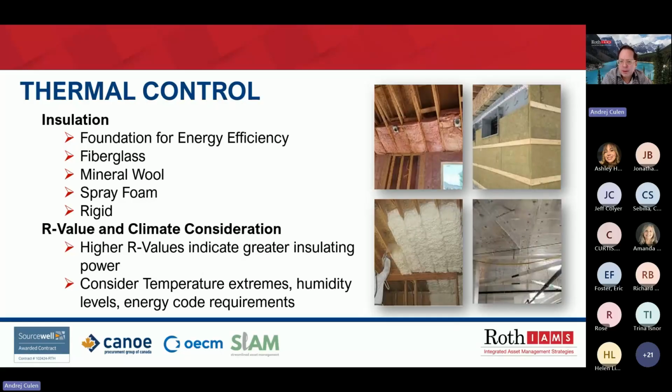Spray foam. This versatile insulation expands to fill gaps and cracks, creating an effective air and vapor barrier. Rigid foam. Typically made from polystyrene or polyurethane, the rigid foam provides high R values and is often used for exterior sheathing or continuous insulation.